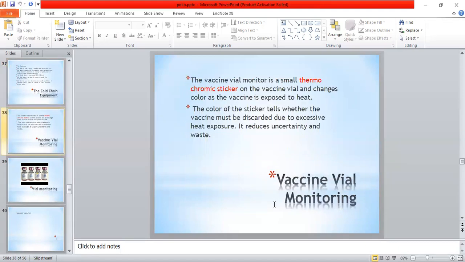Vaccine vial monitoring. The vaccine vial monitor is a small thermochromic sticker on the vaccine vial, and it changes color as the vaccine is exposed to heat. So, the color of the sticker tells whether the vaccine must be discarded due to excessive heat exposure, or whether it can be used, and it reduces the uncertainty and the waste.